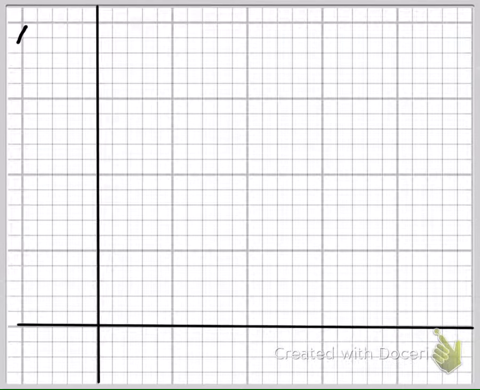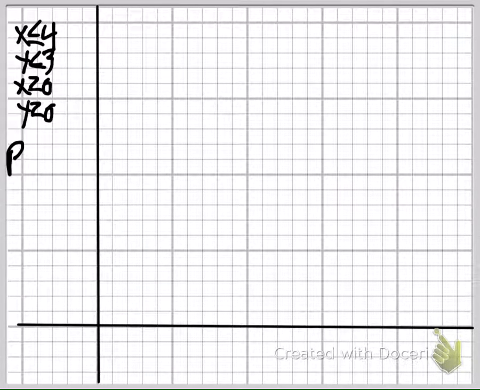Alrighty. Linear programming, everybody's favorite. So I'm going to do that first one. X is less than or equal to 4, y is less than or equal to 3, x is greater than or equal to 0, and y is greater than or equal to 0. So notice these bottom two, I'm going to create that just by doing this in the first quadrant.